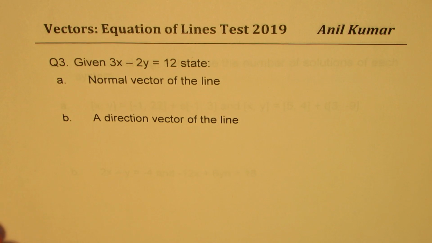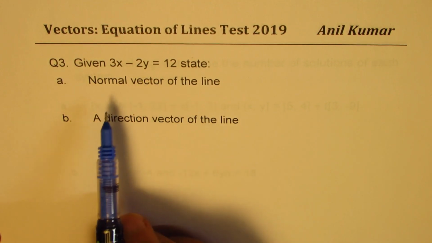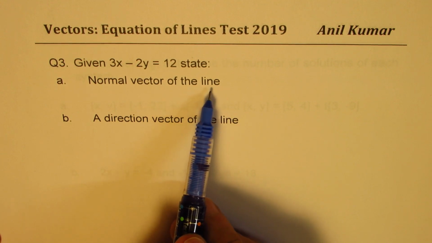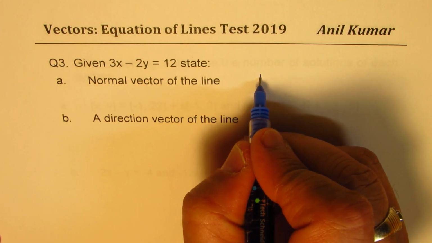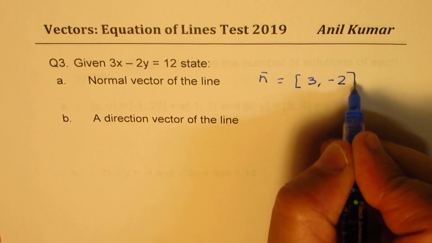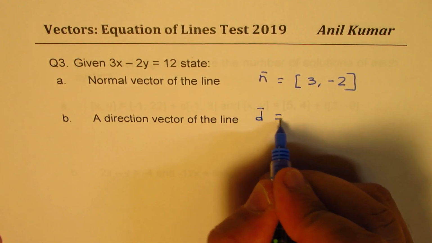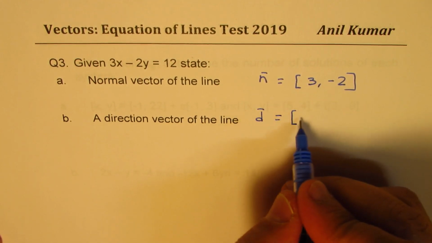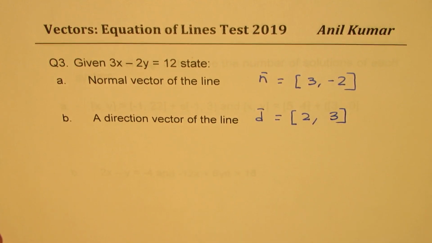Question number 3. Given 3x minus 2y equals 12, state the normal vector of the line. So this is the normal vector, (3, -2). The direction vector of the line. So the direction vector of this line will be, flip it, right? So you could just flip it and change one sign. So it becomes the direction vector. Perfect.